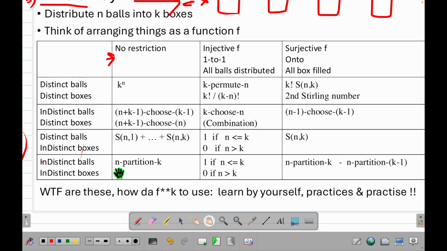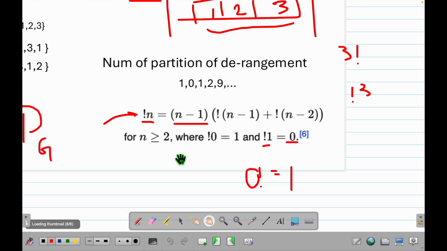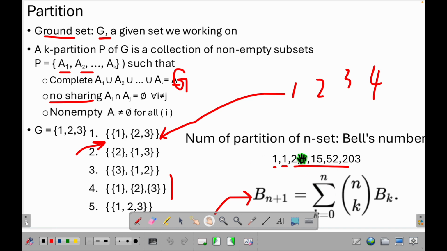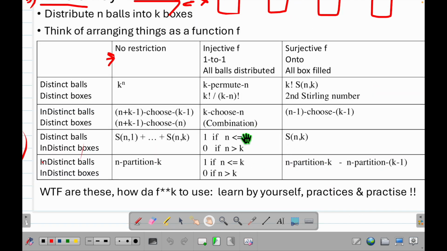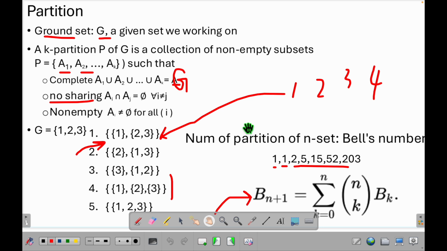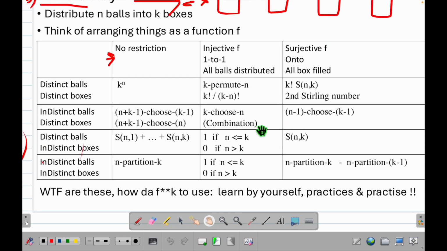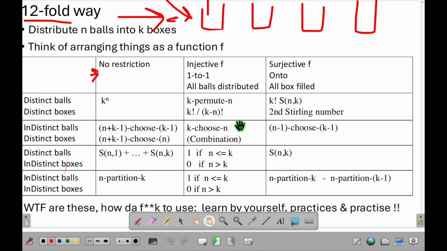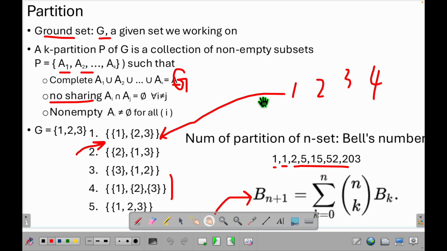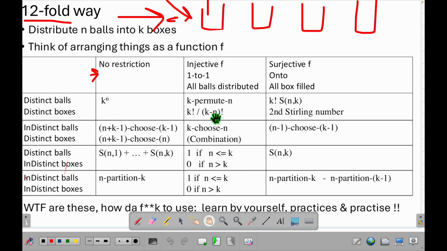And then what about this? N partition K. Then what is N partition K? I just talked about it, this Stirling number. Okay, so that means what? That means this one slide, only 3 pages, but the content is 36 hours, something like that. Yeah, there are people who spend 36 hours on this. Okay, so don't underestimate it. And then what about this one?